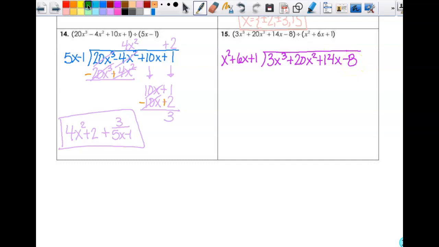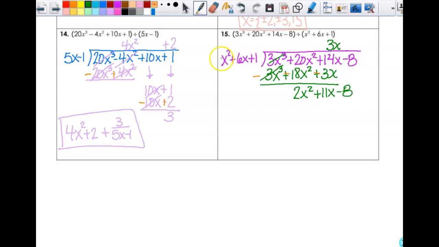All right, so now x squared goes into 3x cubed 3x times. So when I multiply, this gives me 3x cubed plus 18x squared plus 3x. Then I'm going to change the signs on each term. These zero out. This gives me 2x squared plus 11x minus 8.